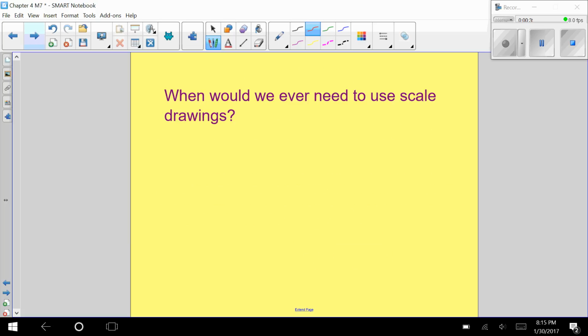So why would anybody ever need to use scale drawings? Sometimes we have to make blueprints for buildings, or if we draw a picture of a building. We might also use scale to make a model of a cell. We can't draw a cell to its actual size, it's too small. We have to enlarge it so we can put it on paper.